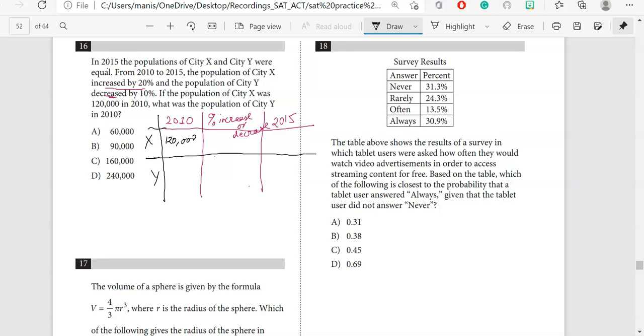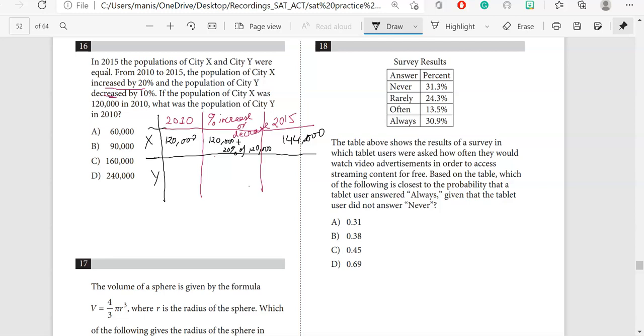And now you see it says in 2015 the population increased 20%. So this means the new number will be what? 120,000 plus 20% of this number, 120,000. You can type this in the calculator also, and once you type this in the calculator, your answer will be 144,000 over here.